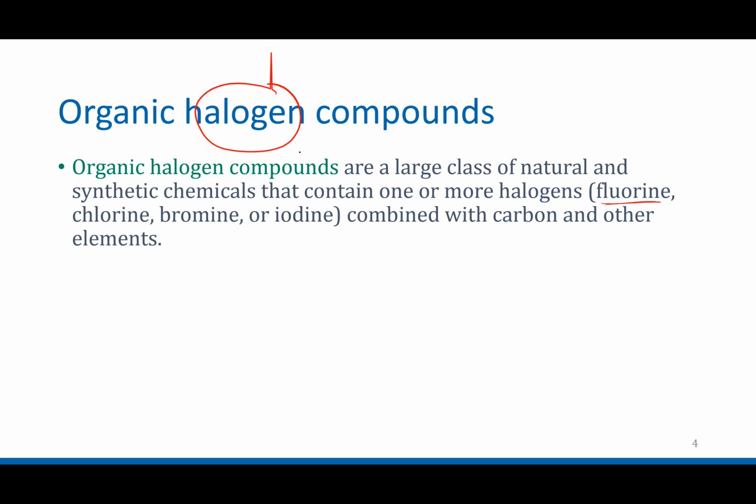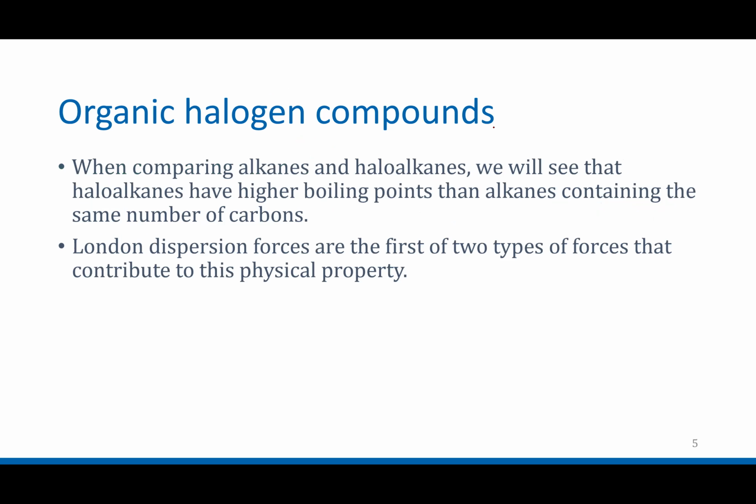So halogens are in group 17 or 7A on your periodic table. So this includes fluorine, chlorine, bromine, or iodine. And then combined with other elements or other hydrocarbon chains, we would get an organic halogen. So when you compare alkanes to haloalkanes, haloalkanes have higher boiling points because of London dispersion forces.